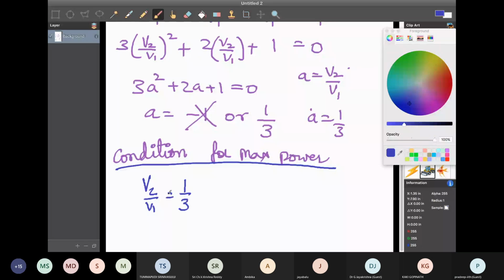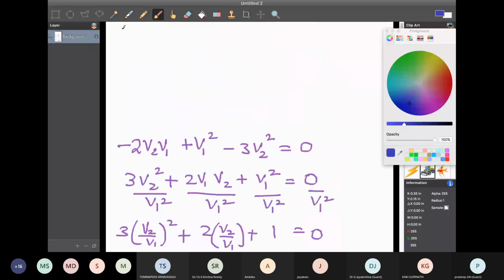Okay. So in other words, if the input wind velocity going to the wind turbine is, let's say, 12 meters per second, you should define the pitch angle in such a way that the output will be 4 meters per second. So then only you can extract the maximum power from the wind turbine. Okay. So this condition.